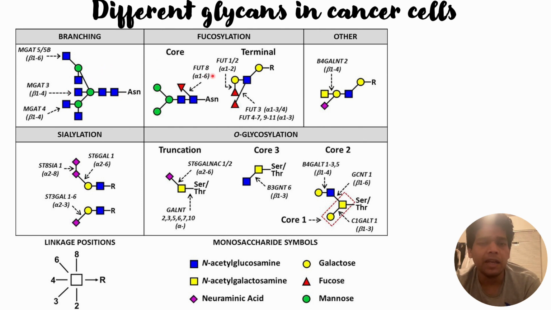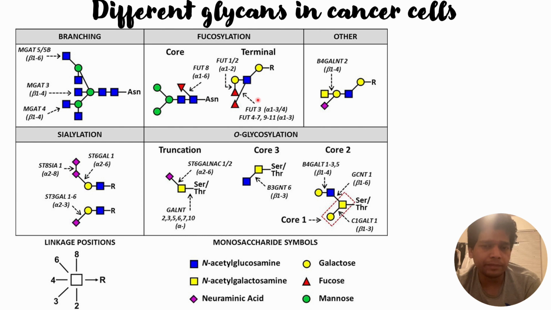And in the case of fucosylation, what happens is that in the N-linked glycosylation, FUT8 helps the fucose addition to this first glycan structure via alpha 1,6 linkage, whereas in the case of O-linked glycans, different fucosylation glycotransferase enzymes play different roles.